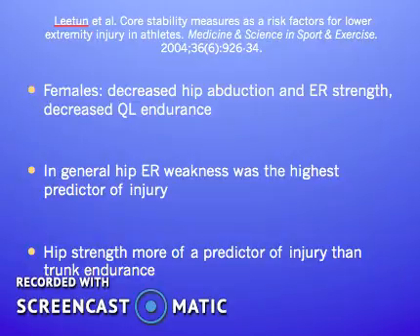In general, hip external rotation was the highest predictor of injury. Another thing that I found really, really interesting, something I can incorporate into my evaluation by looking at their hip external rotation and seeing if that's causing an issue. And last, hip strength is more of a predictor of injury than trunk endurance. So if they don't have the strength to absorb the shock or to counteract the force, they're not going to be able to really recover from injury as well. And so this is an important thing to take into consideration as well.